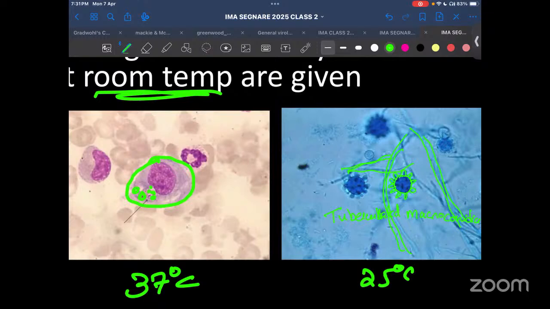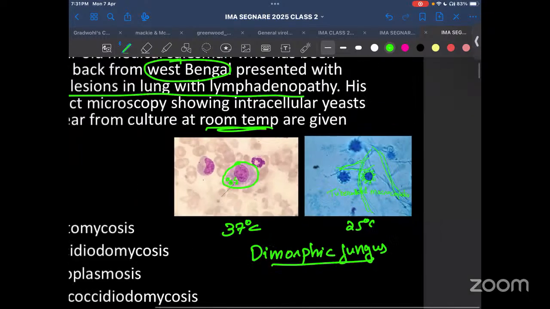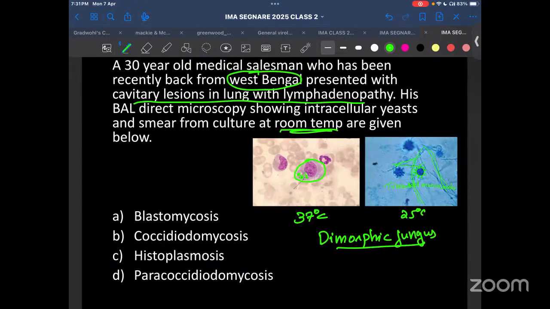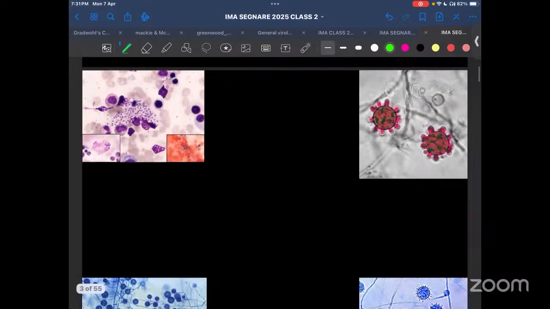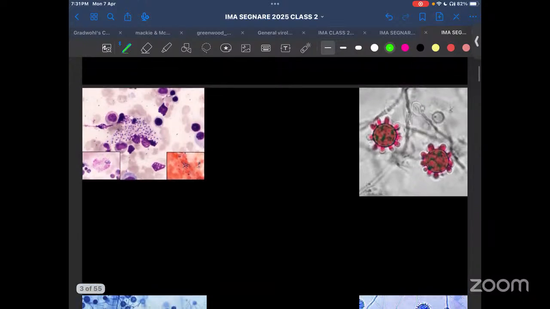Tuberculated macroconidia. See, intracellular minute yeast, tuberculated macroconidia, dimorphic fungus. These are features of histoplasmosis. So the answer here is histoplasmosis. Okay, so these are some of the pictures of histoplasmosis here. We see intracellular minute yeast. Again, tuberculated macroconidia here.